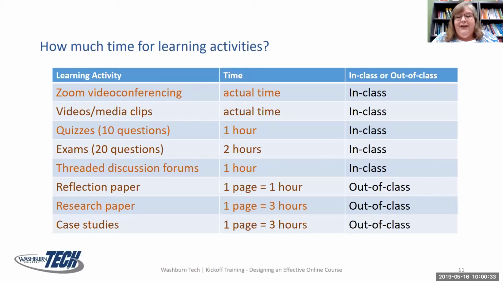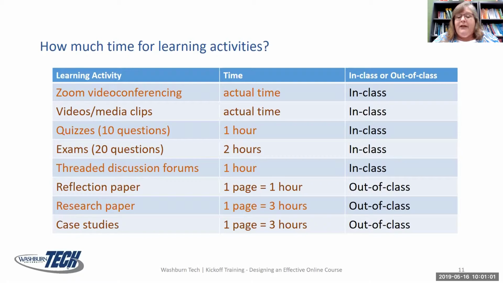Now, how do you fill all that time? Well, here are some standard equivalencies that are used throughout higher education. In our in-class activities, the Zoom video conferencing simply is the actual time spent in video conference. Same with watching videos or media clips. When it comes to giving quizzes, our definition will be that a quiz is 10 questions and we would allocate 1 hour. Exams would be 20 questions, we would allocate 2 hours.